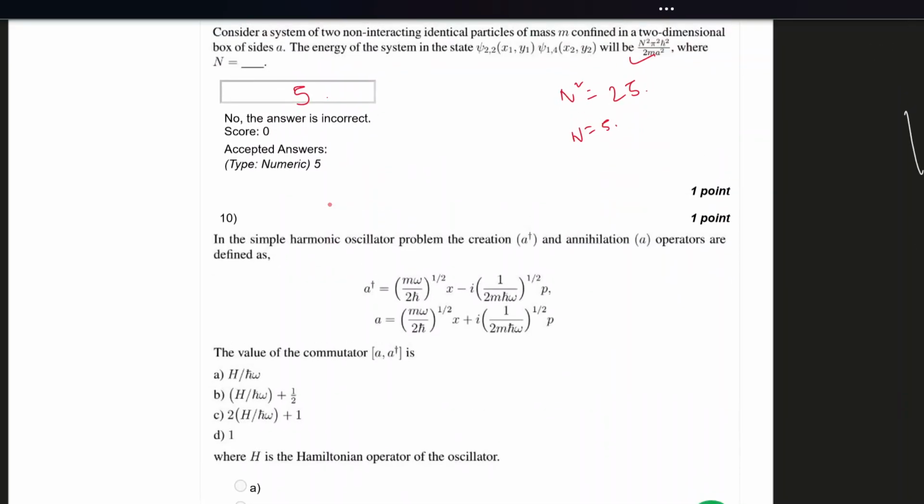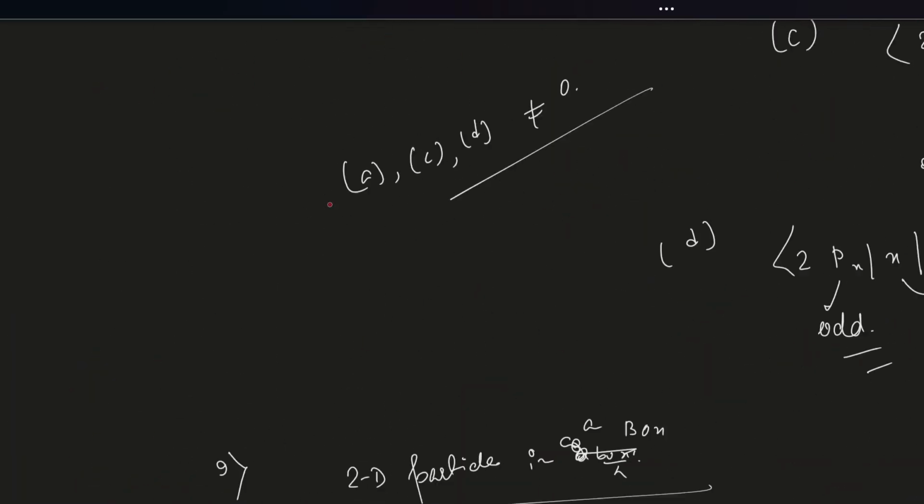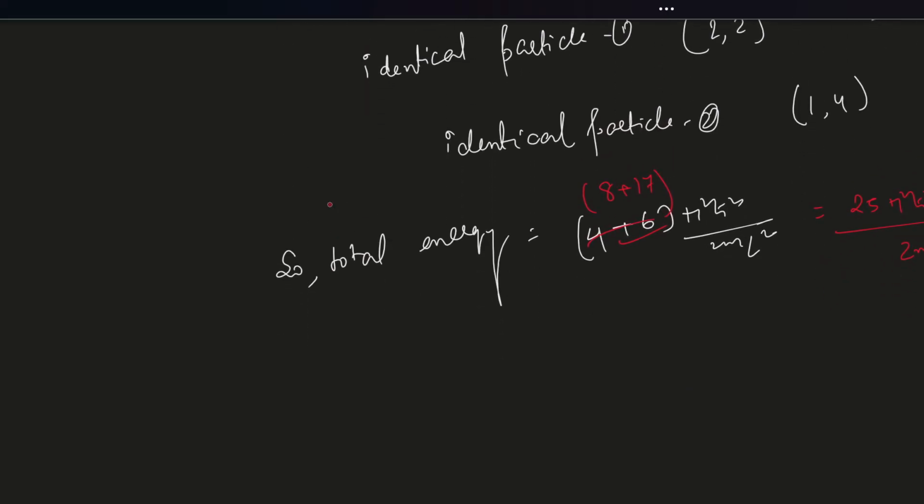Now the last question is: in the simple harmonic oscillator problem, the creation and the annihilation operator forms are given like this in terms of x and p operators. Then the value of the commutator [a, a dagger] is how much? If you have studied and solved the harmonic oscillator problem, this MCQ can be answered directly: this will always give you the value 1. Okay, but we can also start deriving it and show whether it is actually coming as 1 or not.